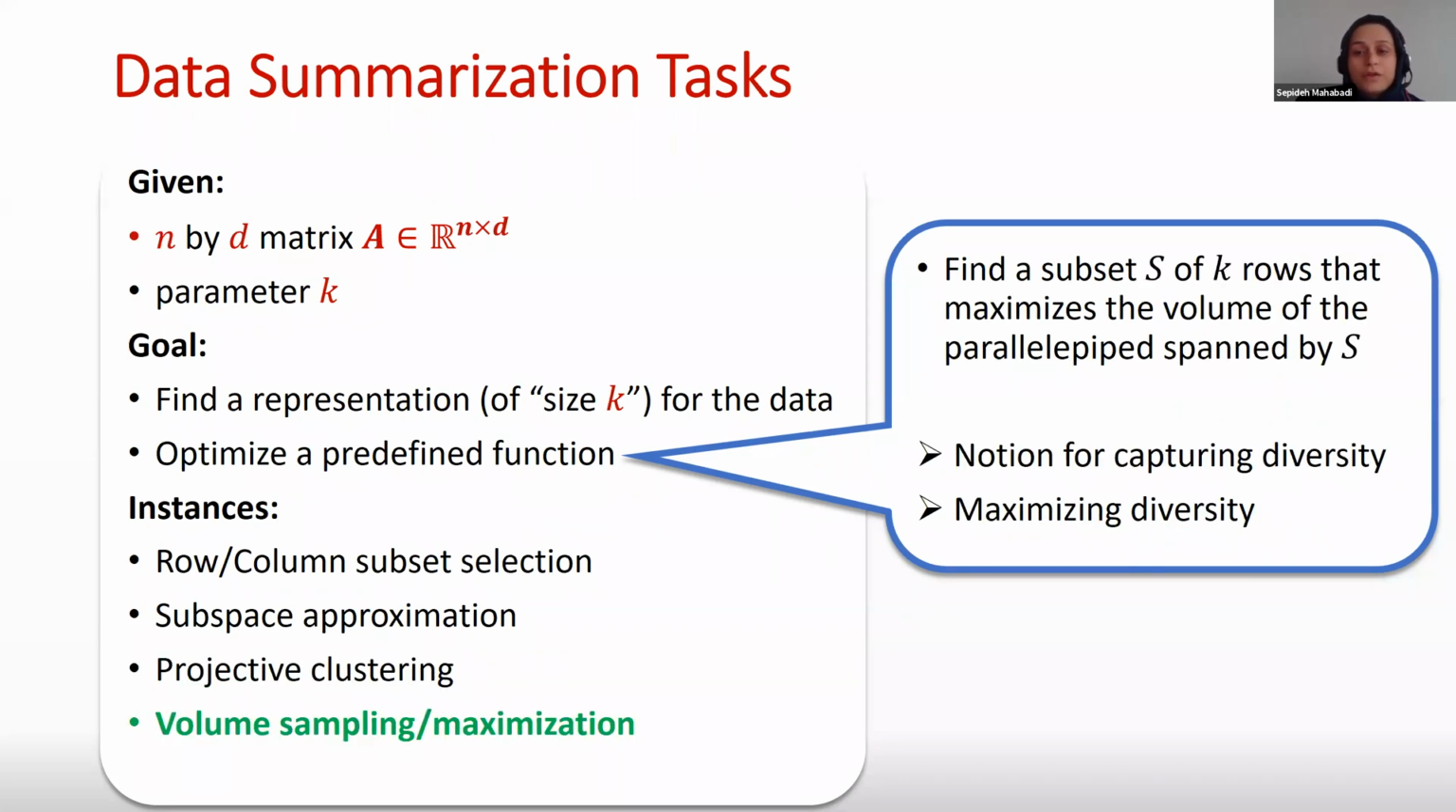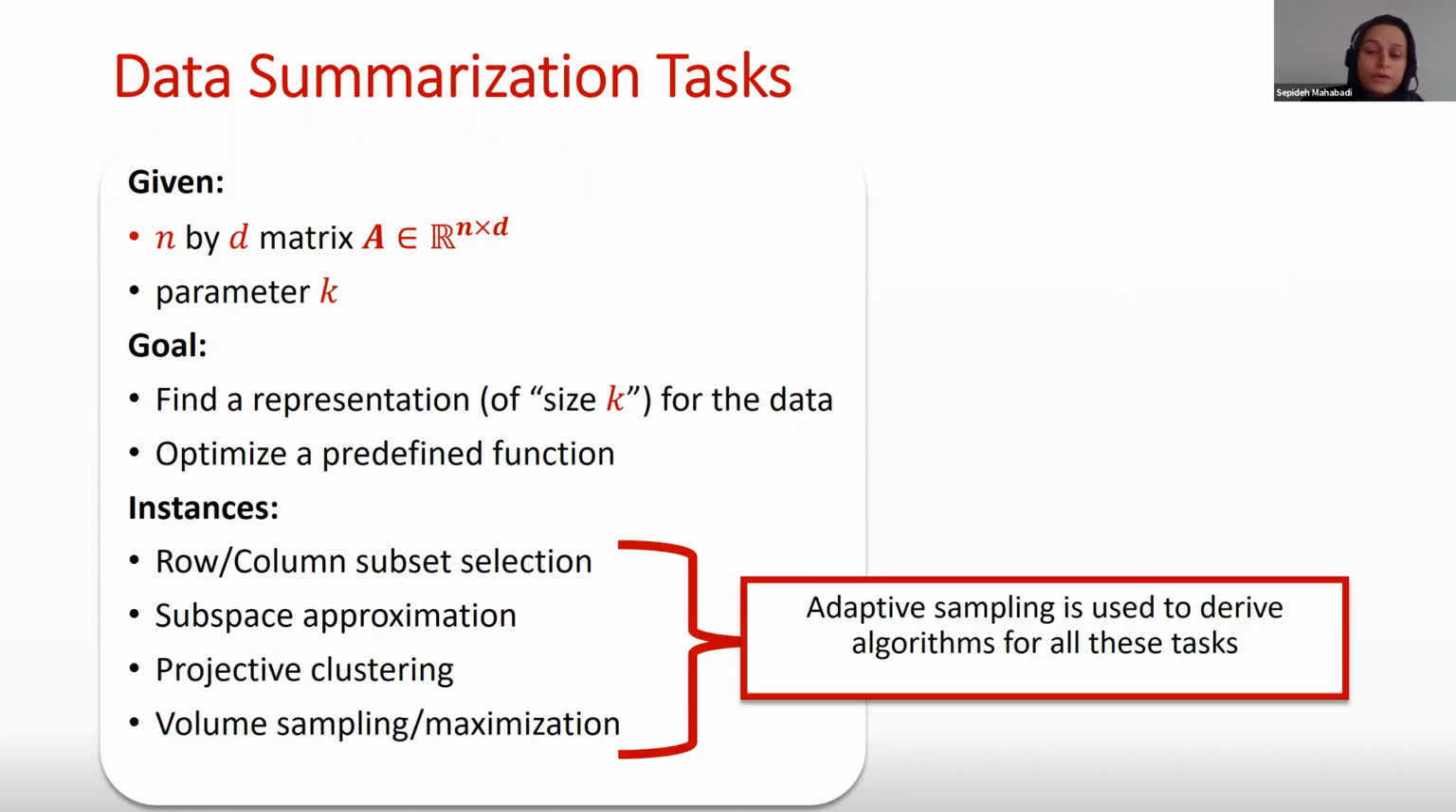And finally, for volume sampling, the goal is to pick a subset of rows of size k that have the maximum volume. And by volume, I mean the volume of the parallelepiped spanned by those k points should be maximized. And why people care about this volume is that it's one way to capture the notion of diversity. In fact, we would like to reduce the size of the data set while maintaining its diversity. Okay, so adaptive sampling has been used to derive approximation algorithms for all of these tasks.